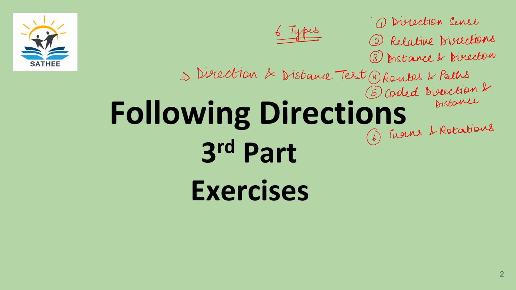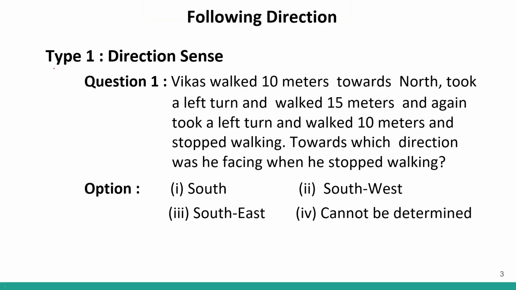In today's lecture, we will cover the first three types of problems, that is direction sense, relative directions, and distance and direction. So we'll discuss some questions from these three types of problems. So let us start. This is the first type, that is direction sense. In these types of questions, we have to figure out in which direction the person is facing.